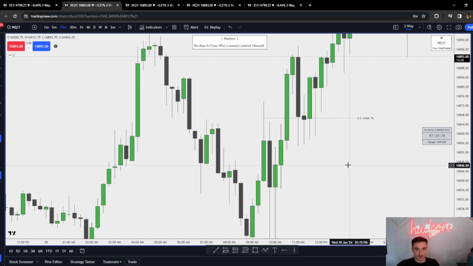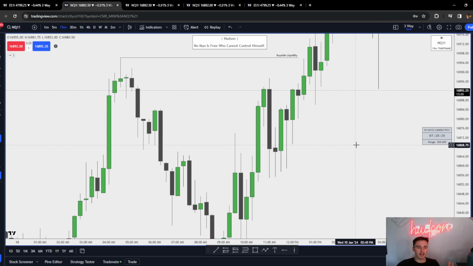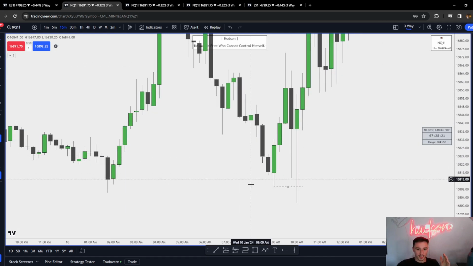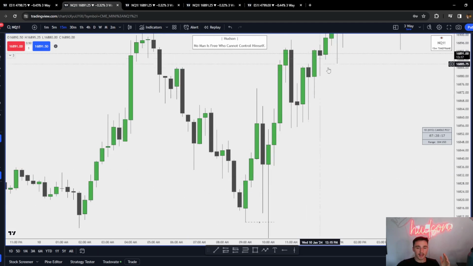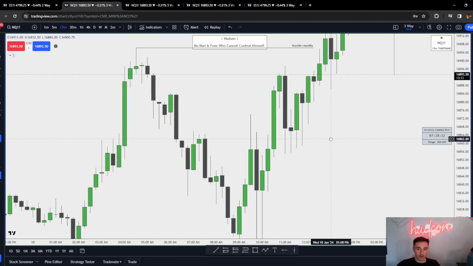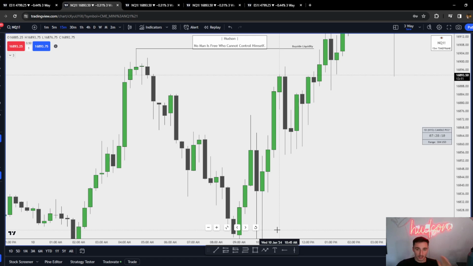So let's go over a few more examples. This example happened yesterday during PM session. So you see right here we swipe sell side liquidity, right, this low, and then we expand higher. You have to have a reasoning on what the draw on liquidity is, okay? If that doesn't work, you're not going to win at all.